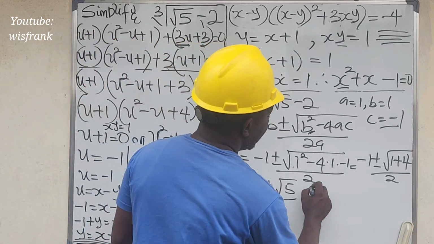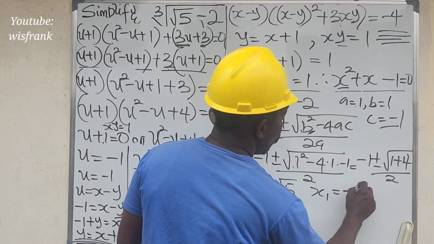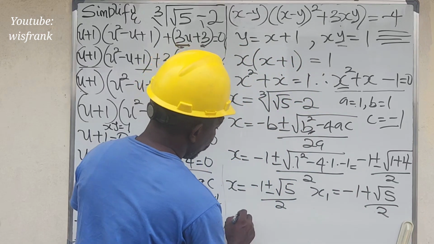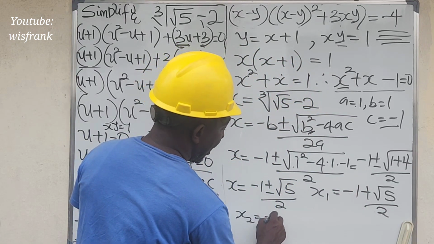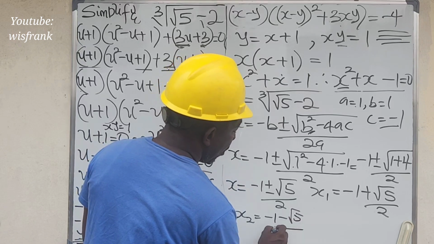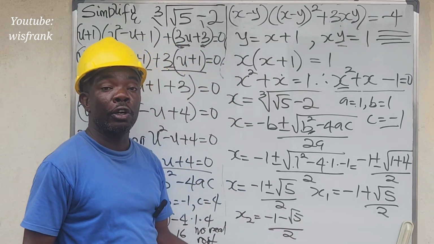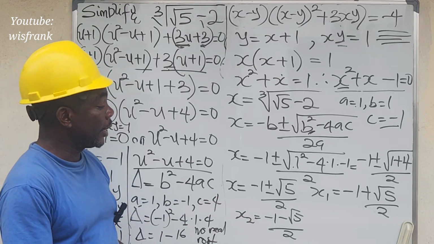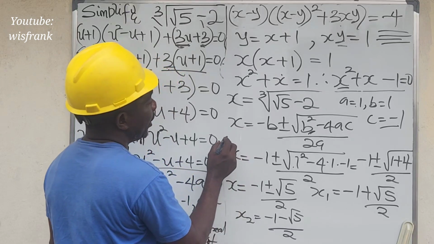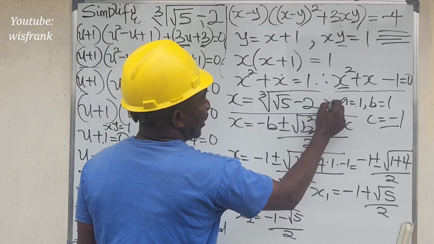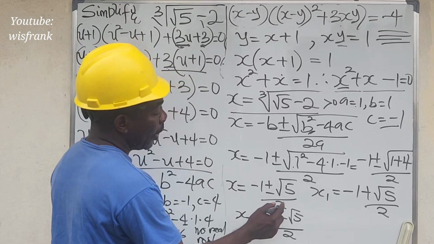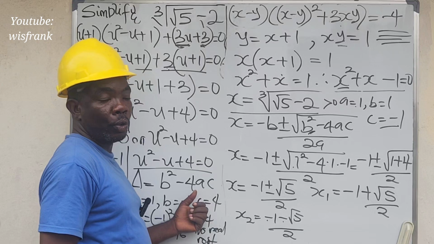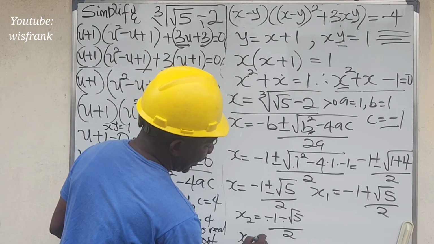We have two solutions from this equation because it has plus or minus. The first one, x1, equals minus 1 plus the square root of 5 all over 2. And the second one, x2, equals minus 1 minus the square root of 5 all over 2. So these are the two solutions that we have. And one of them is correct in the sense that we recall that we said the value of x must be greater than 0. So when we have minus and minus, that means it is negative, so this x2 is less than 0.